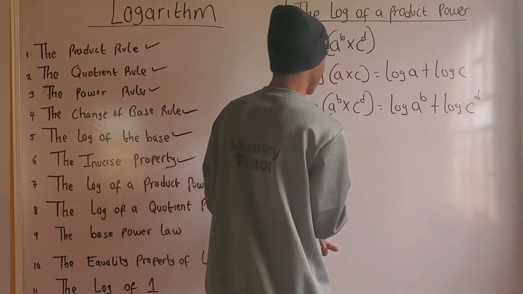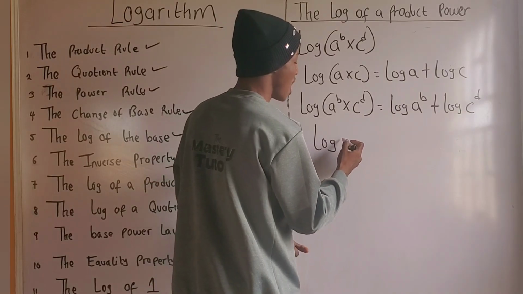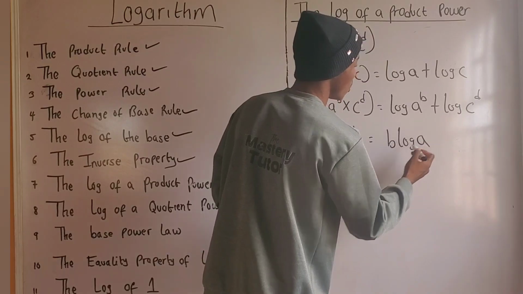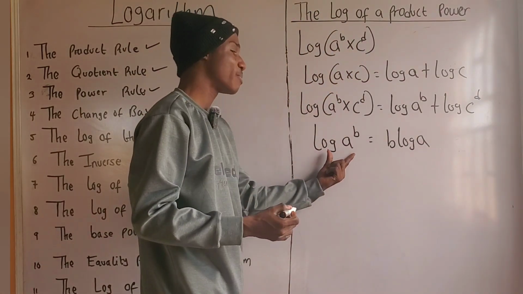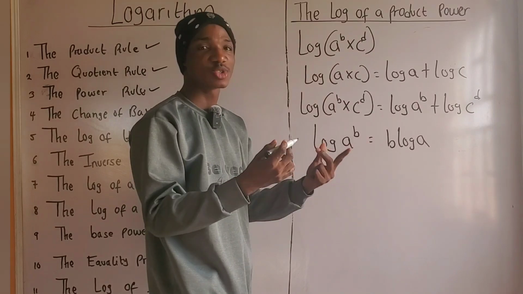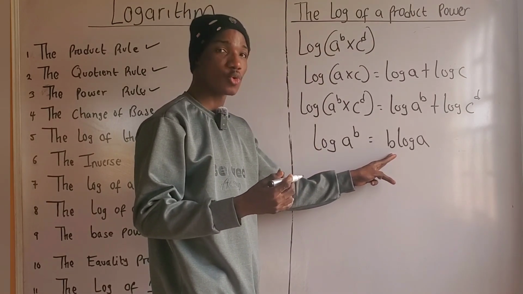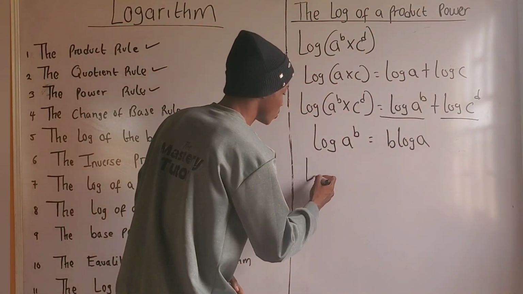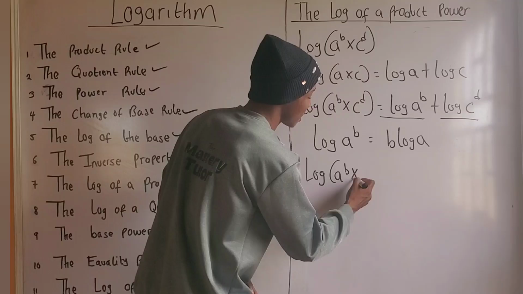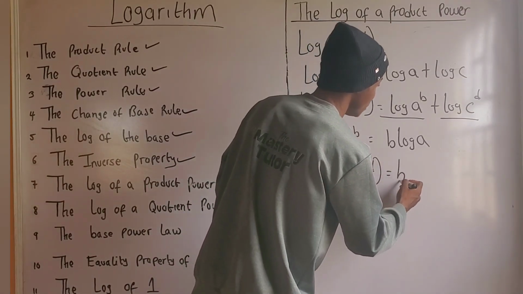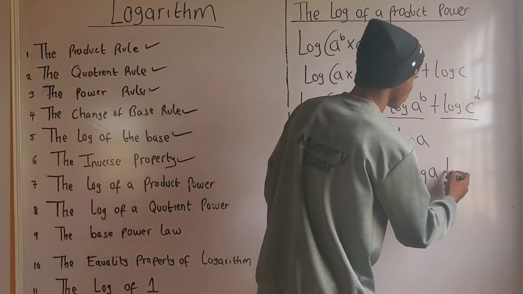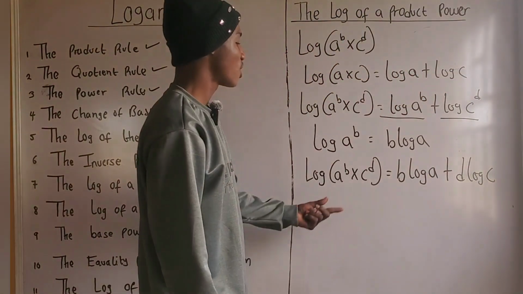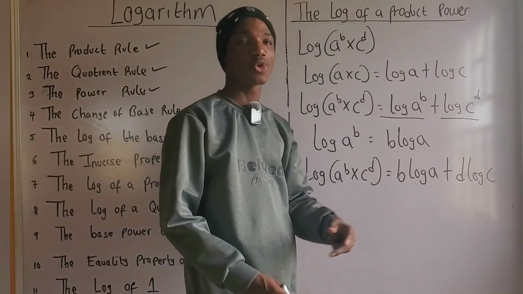Now, according to this law, the log of a power, if you have log a raised to the power of b, this will be equal to b multiplied by log a. Do you know? That is, if your logarithm is raised to a power, the result will be the product of that power and the log. Now, the same, I'm going to apply it to this and this. So therefore, here, I'm going to have log of a raised to the power of b times c raised to the power of d equals b multiplied by log a plus d multiplied by log c. Do you know? So this law that you see here is called the log of a product power, okay?